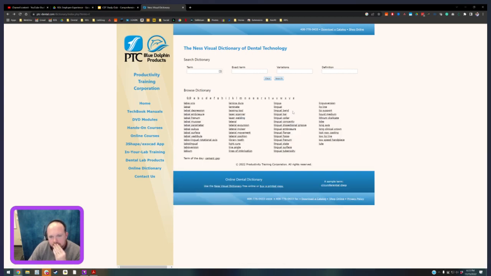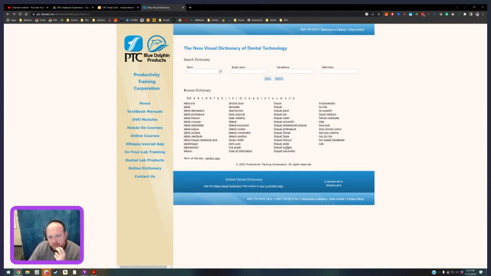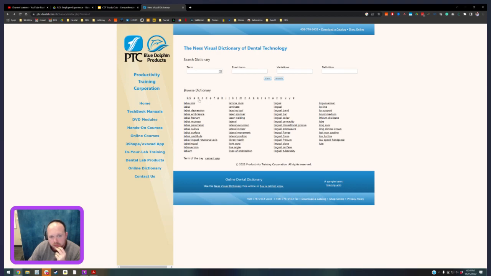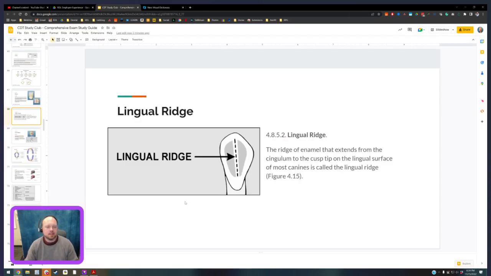Okay. So why lingual surface? But it wouldn't be lingual though. Lingual buccal ridge. Buccal ridge. Can we take a look at buccal ridge? Huh. This doesn't, so that's interesting, that doesn't have, all right. So lingual ridge, we'll use the Air Force definition. Sorry to space out there for a second, folks. I'm just trying to figure out why those two words don't match up.